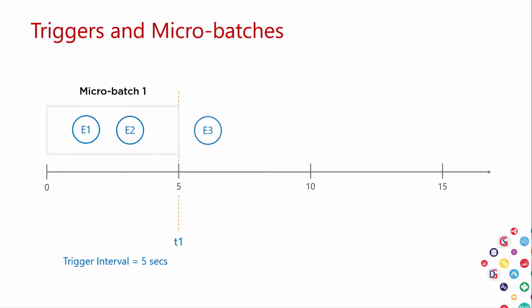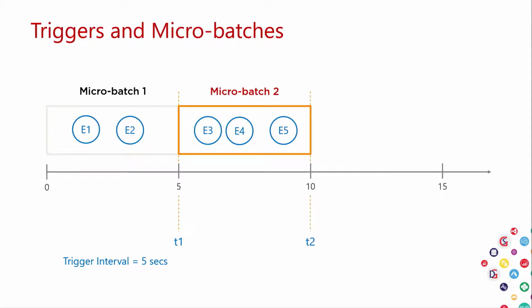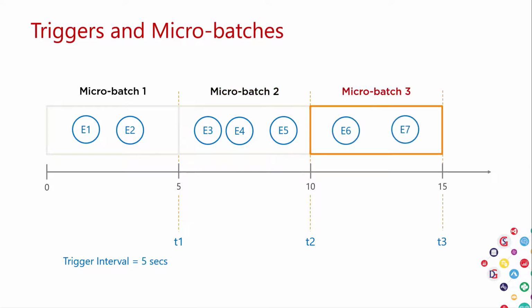Now at the second trigger, which will happen at T2, there are 3 more events, E3, E4 and E5. So these 3 events will be extracted from the source and they will be processed. This will be called micro batch 2. All right. So in the same way, at the third trigger, which is T3, E6 and E7 will be extracted from the source and they will be processed as part of micro batch 3.